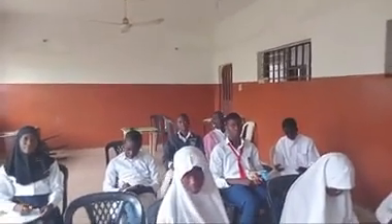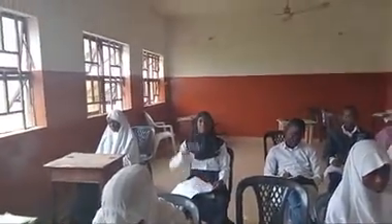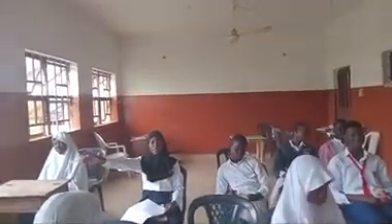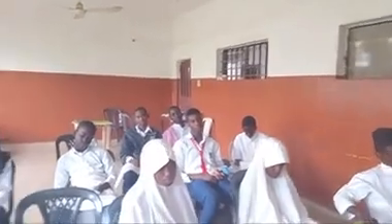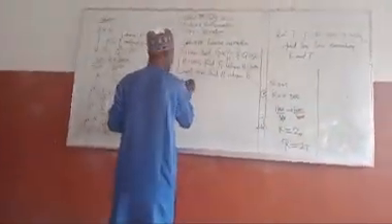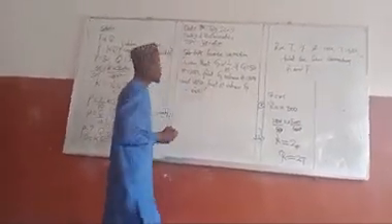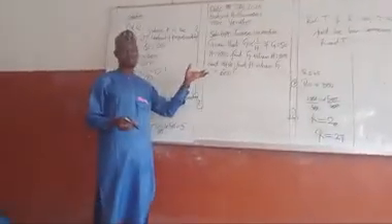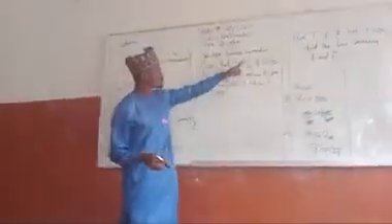G is inversely proportional to H. If G is equal to 50, H is equal to 1000, find G when H is equal to 300, and find also H when G is equal to 600. See, the question is somehow different. The only difference is what? 1 over.